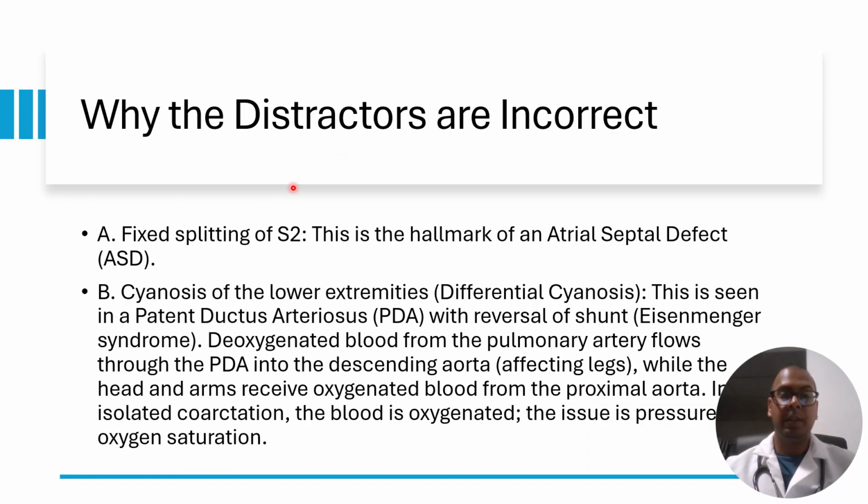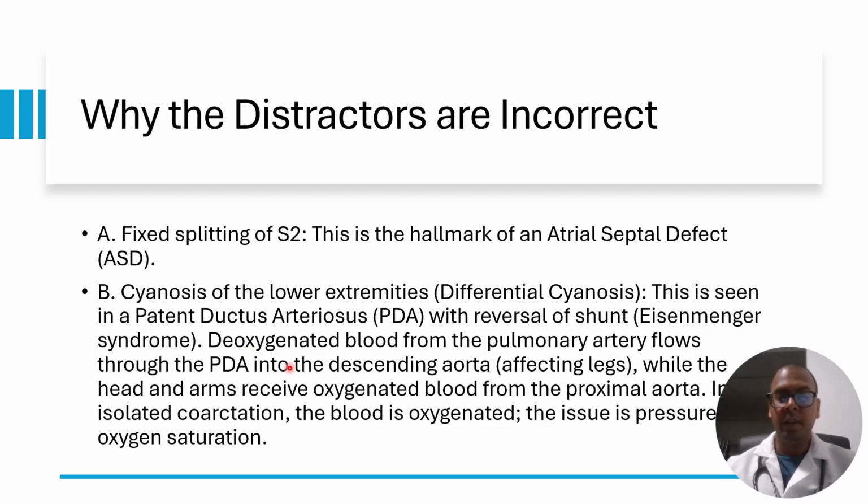All right, so now let's discuss the incorrect answers. A is incorrect, fixed splitting of S2. This is usually due to atrial septal defect. B, cyanosis of this was the biggest distractor in this case. This is incorrect, cyanosis of the lower extremities or differential cyanosis. This is seen in PDA, and usually not only with PDA, when there's also coexisting reversal of shunt, which is known as the Eisenmenger syndrome.